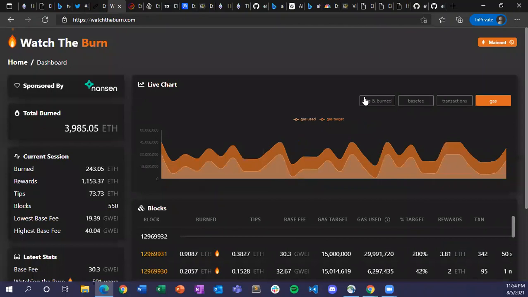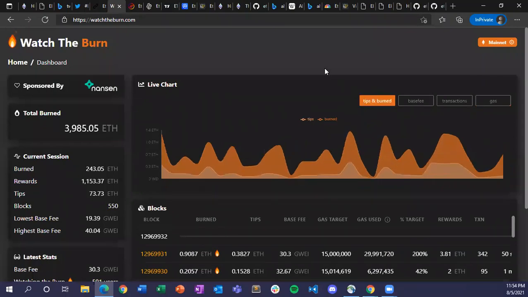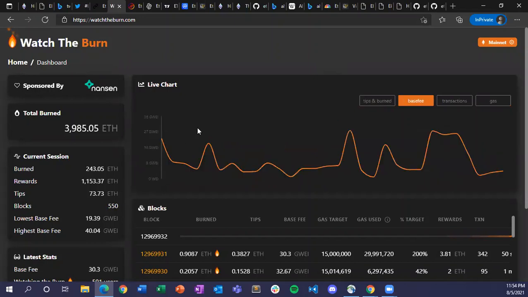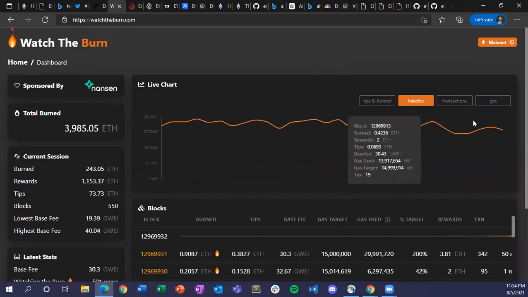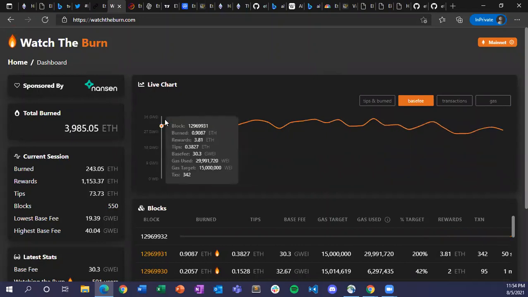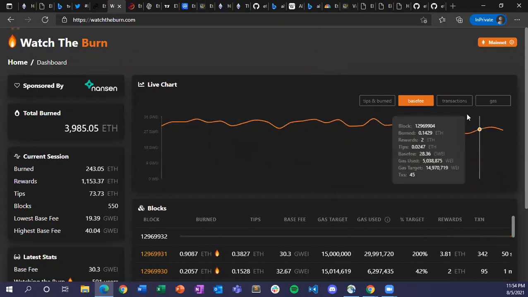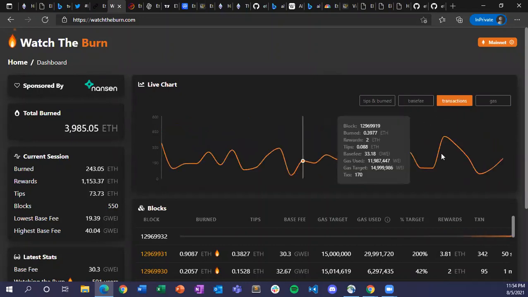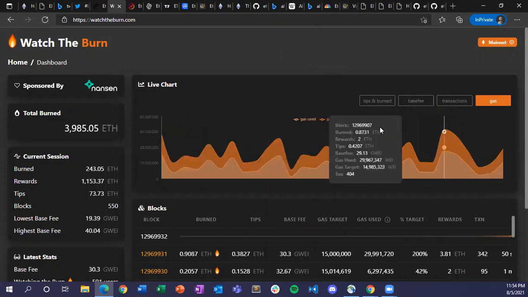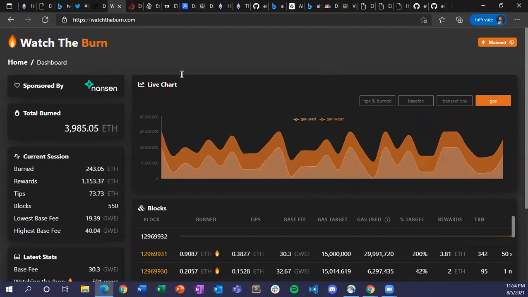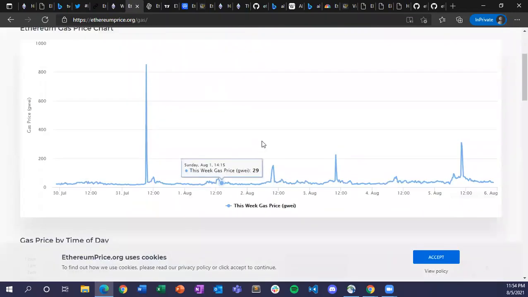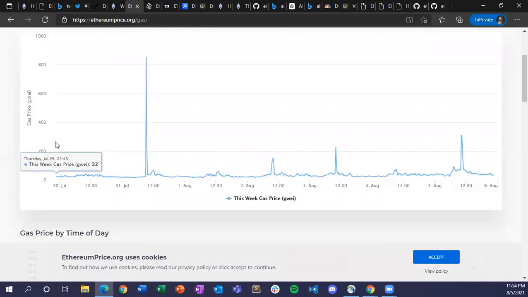And just another quick fee check here, tips and burn. We see here it's been fluctuating quite a lot. The base fee we see here has been holding pretty steady at around 28 to 33, 34. Number of transactions, again, very volatile here. And respective gas as well. And if we take a look at the gas, we see here since July 29, that's been pretty flat relative to these crazy spikes here that we see on certain days.